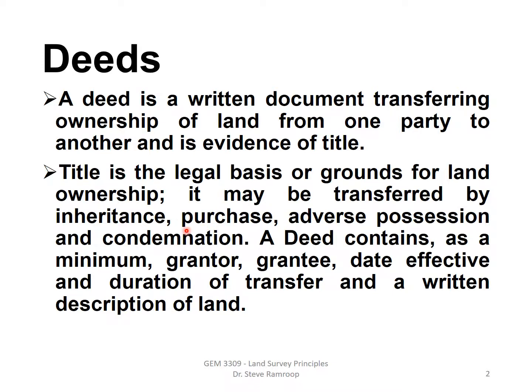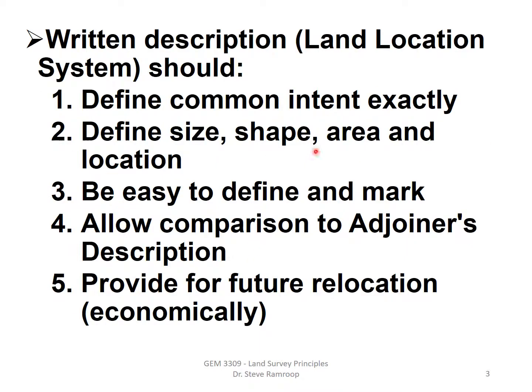Title is a legal basis or grounds for land ownership. It may be transferred by inheritance by way of a will, or commonly done by purchasing from a grantor, or another way that we talked about earlier on, adverse possession, and lastly, it can be obtained by condemnation. A deed contains, as a minimum, a grantor and a grantee, a date when it becomes effective, and the duration of transfer.